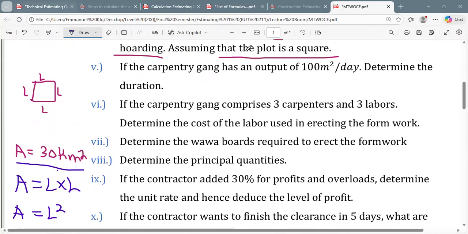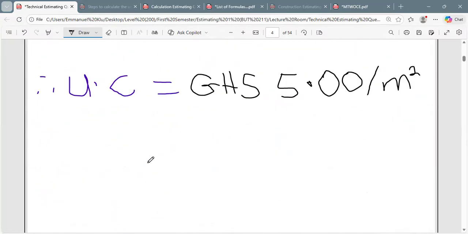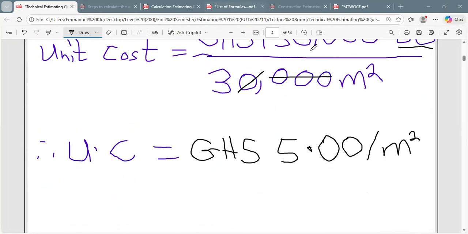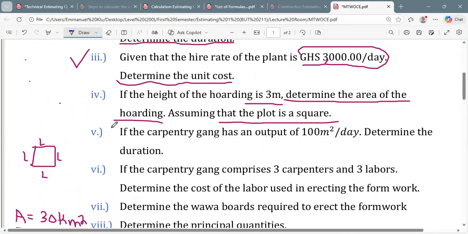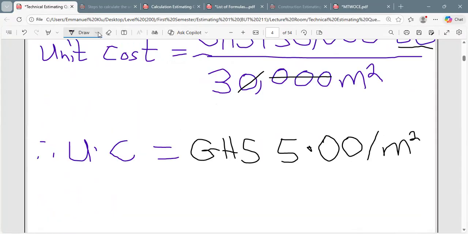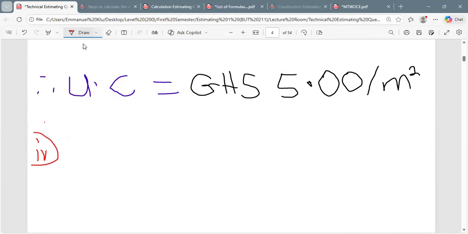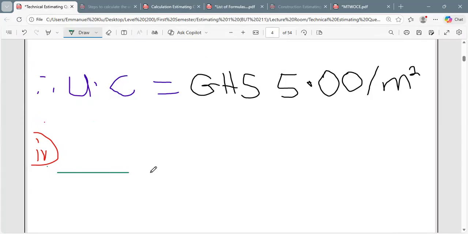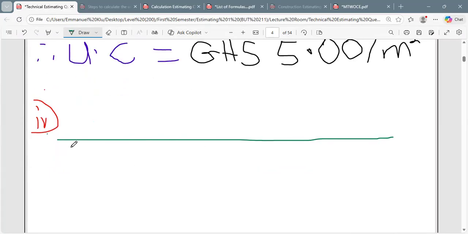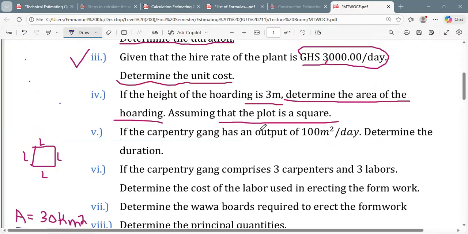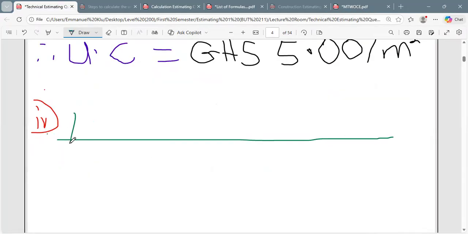Now we are moving to our part IV. It says you're supposed to calculate for the area of the hoarding. So this is our area of hoarding.